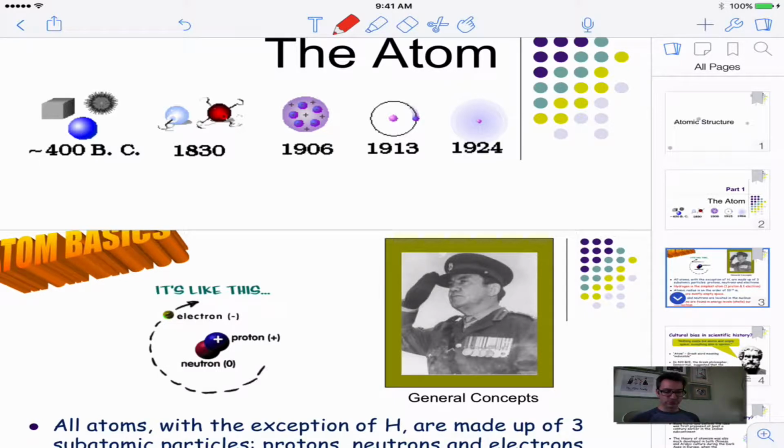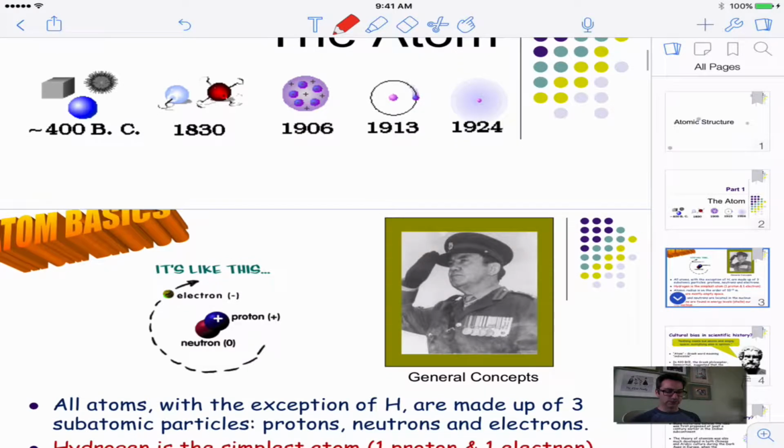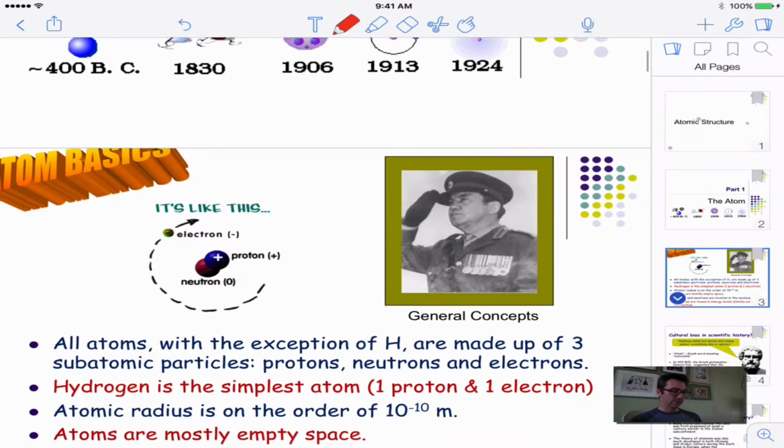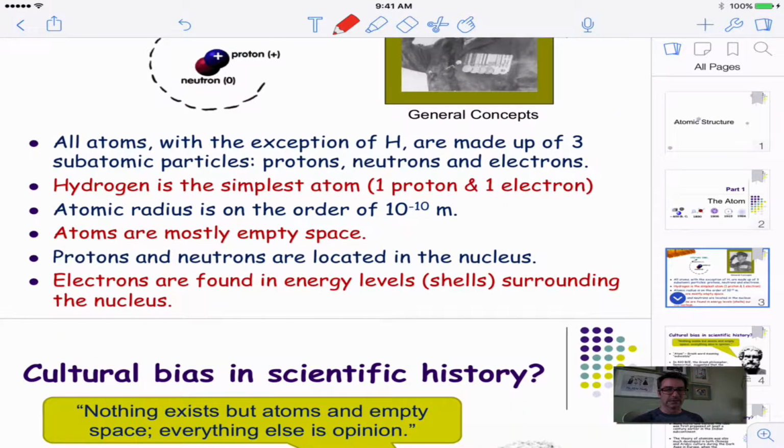Let's do some of the background information about the atom, and hopefully that will help refresh your memory. So, the first thing I want to talk to you about is what we know today about the atom. We know things like all the atoms have these three subatomic particles: protons, neutrons, electrons. Hydrogen is the simplest of all the atoms. It is one proton, one electron, so it doesn't have that neutron, unless it's one of the isotopes of hydrogen that we'll talk about.